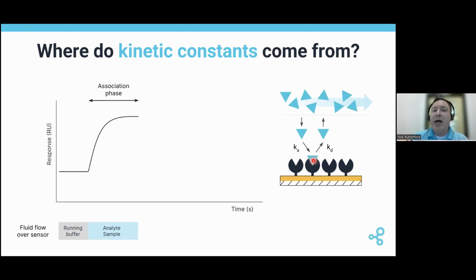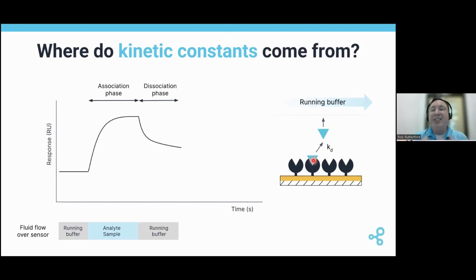So your first step, you're going to see a baseline that hovers around 0. And then you're going to have the association phase where the analyte that's in the running buffer that you just loaded into your sample loop is passed across the sensor, and it has the opportunity to interact with that ligand by diffusing out of the running buffer and binding with the ligand that's immobilized on the sensor.